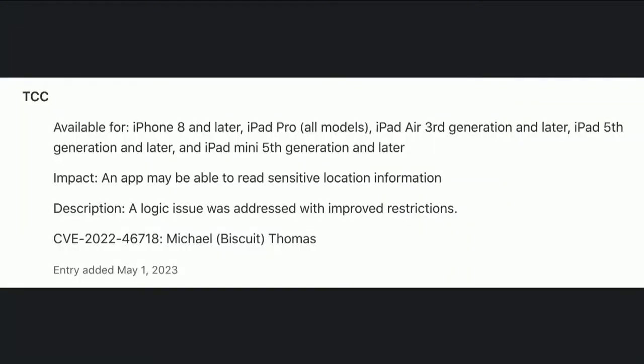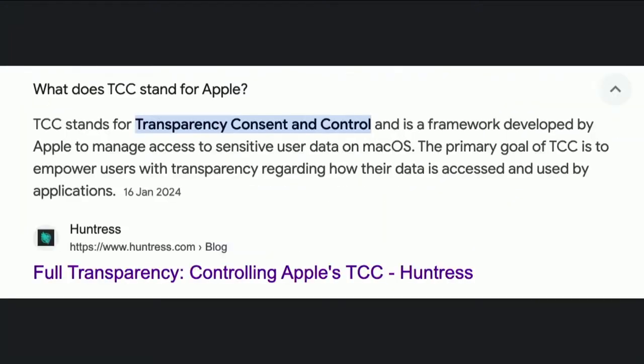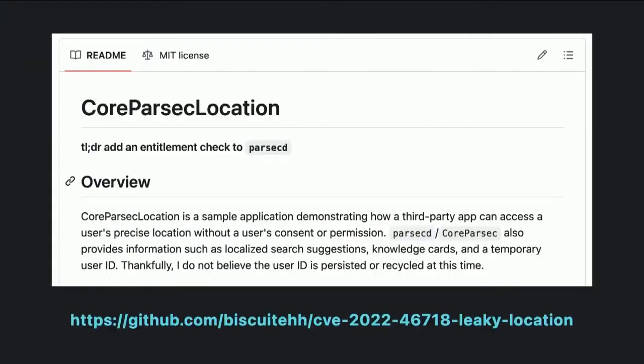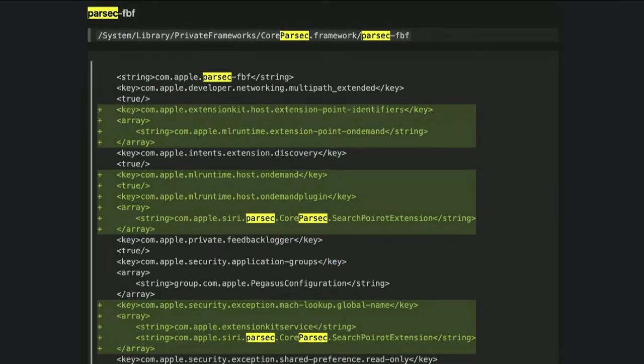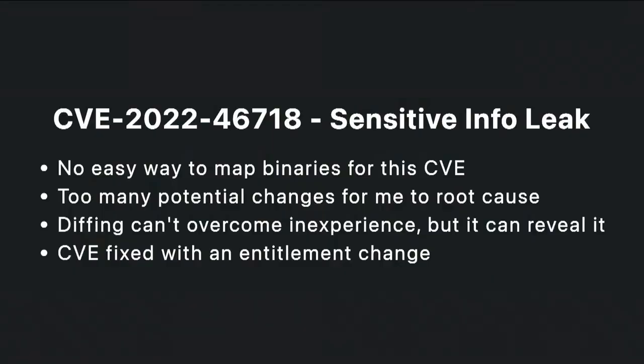This was an example of an issue with the TCC. And here's an example of when diffing doesn't actually solve your problem. In this case, IPSW showed me that there was a new entitlement added. So there were no binary changes, but an entitlement was added that actually protected against this TCC issue. And again, there was no easy way to map the binaries to this CVE description. It was too broad. And basically, diffing can't overcome inexperience, but it can reveal it in this case.